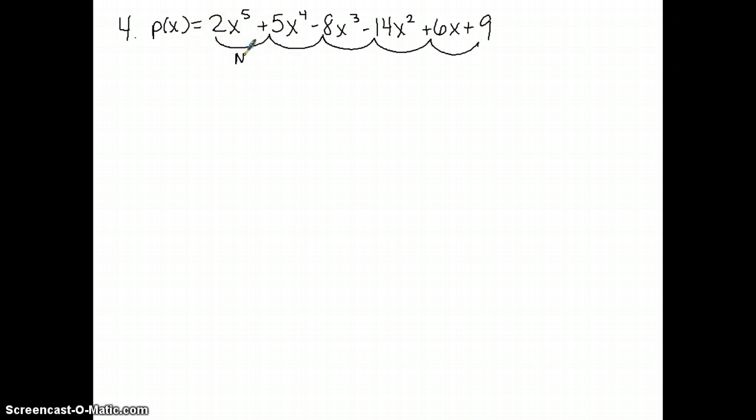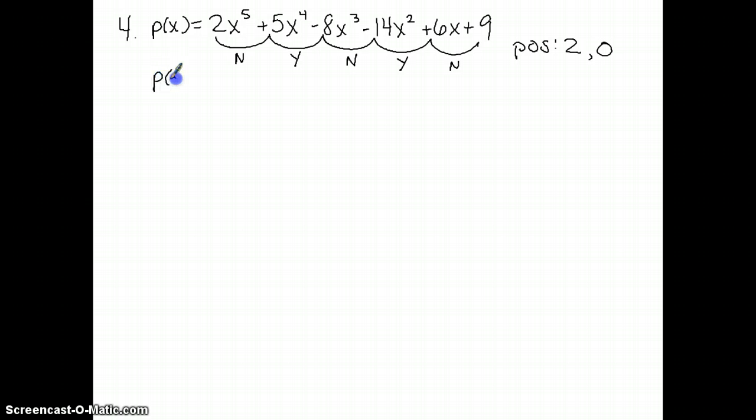no sign change. Positive 5 to negative 8 is a sign change. Negative to a negative is not. Negative to a positive is, and positive to a positive is not. So if we count up our yeses, that should tell us how many positive roots we have. We have 1, 2 yeses, but then don't forget you have to subtract 0, or subtract 2, which leaves us with 0.